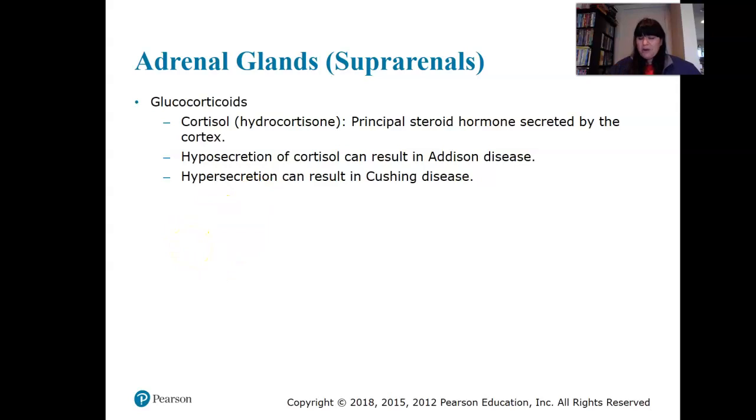Her before treatment and her after treatment. So, what a huge difference, right? It says buffalo hump, moon face, characteristic signs of this condition. Result of hypersecretion of cortisol, symptoms including fatigue, muscle weakness, changes in body appearance.